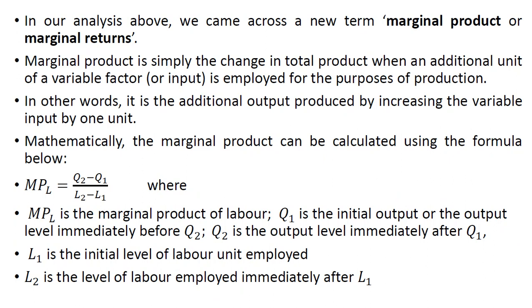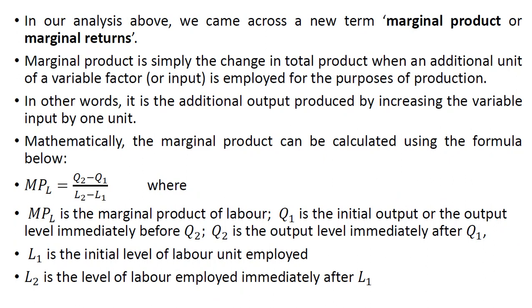For us to calculate any marginal product, we have to take the output level prior to the level of the variable input where we are. So you take the current output, then subtract the initial output that the employment of that variable input has generated. Then you divide it by the difference in the variable inputs, the current minus the previous. If you use this formula, you arrive at what we call the marginal product of labor.